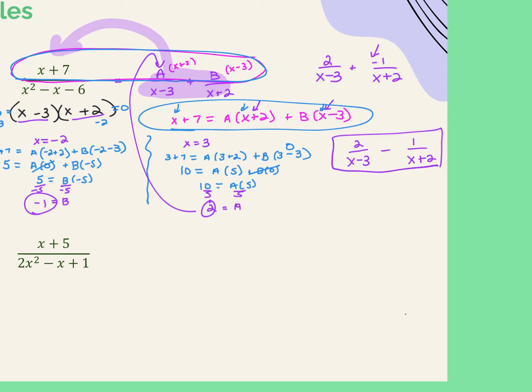Now with extra time, these are easy to check because we work backwards. We would find the least common denominator between these two, multiply this one by the x plus 2, this one by the x minus 3, distribute the negative because it's a minus, and then combine them, and you should end up with the left side of your fraction.